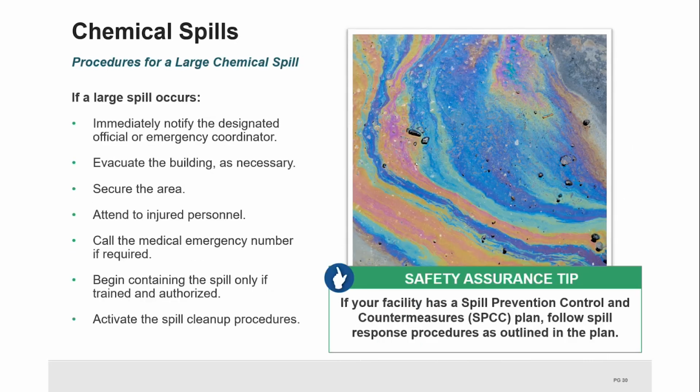If a large spill occurs, immediately identify or notify a designated official or emergency coordinator. Evacuate the building as necessary and secure the area. Attend to any injured personnel and call the medical emergency number if required. Most large spill cleanups, you need licensed and certified qualified people to come in and remediate the hazard.